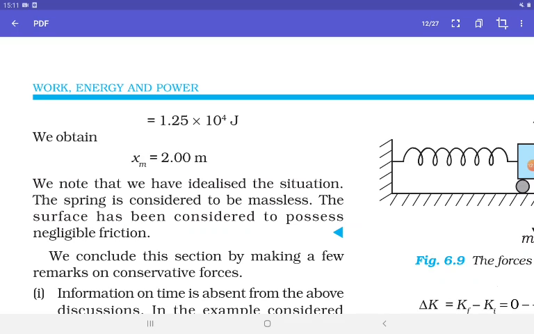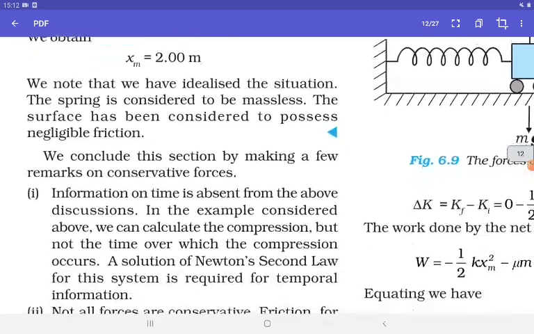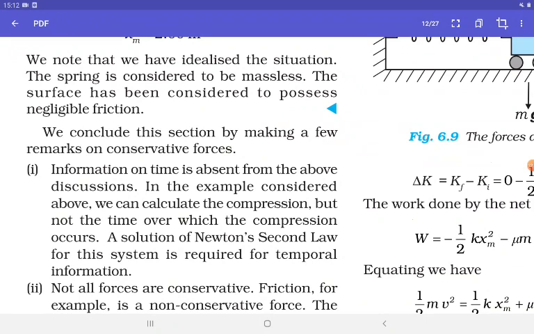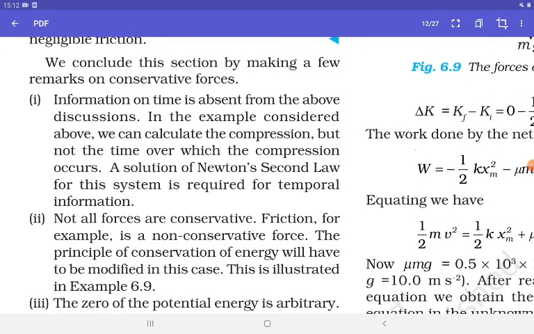We note that we have idealized the situation. The spring is considered to be massless. The surface has been considered to possess negligible friction. We conclude this section by making a few remarks on conservative forces. Information on time is absent from the above discussion. In the example considered above, we can calculate the compression but not the time over which the compression occurs. A solution of Newton's second law for this system is required for temporal information.